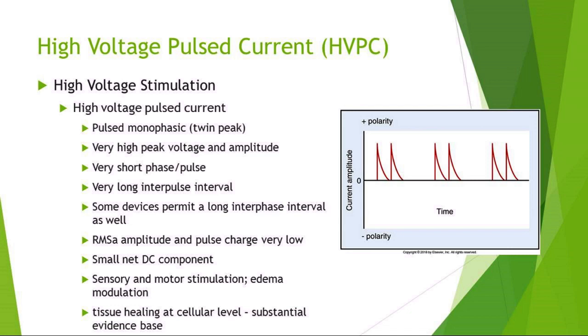There's one clinician in my clinic who uses high volt for sensory pain management, but you don't see it very often in the clinic. We can look at it, but it's not a real common application. Unless you work in a wound healing clinic, and then you're probably using it all the time.